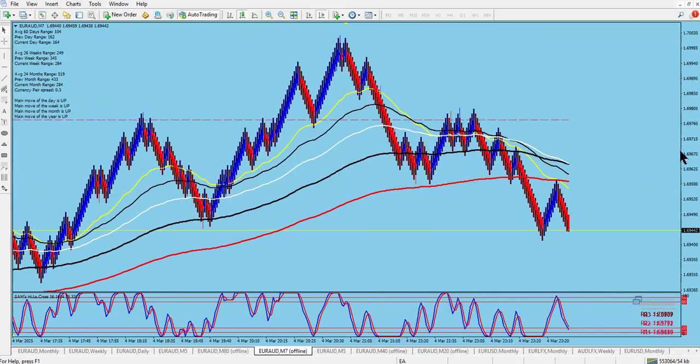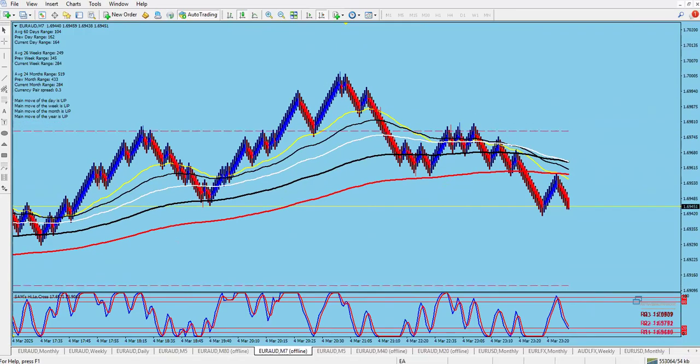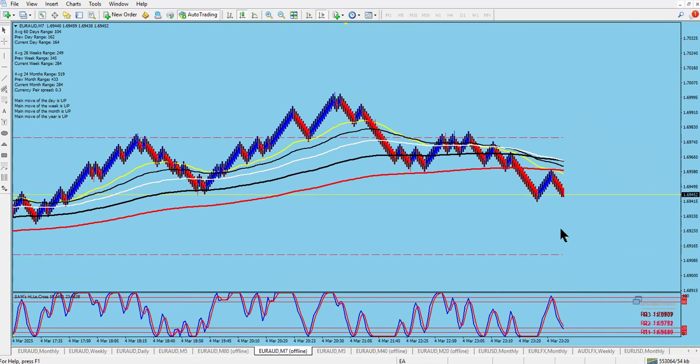See this? How nicely it is coming down already? So what I need, a short setup, like this is a long setup. Short setup is that yellow needs to be below the black, black needs to be below the white, and white needs to be below the red. And this indicates all the way down. Blue candle going in and coming out with red candle, and my EA will open the trade. Boom.